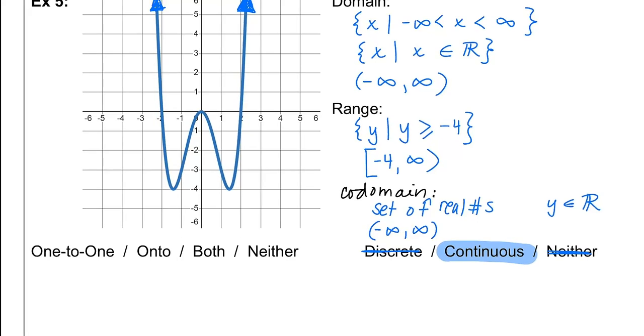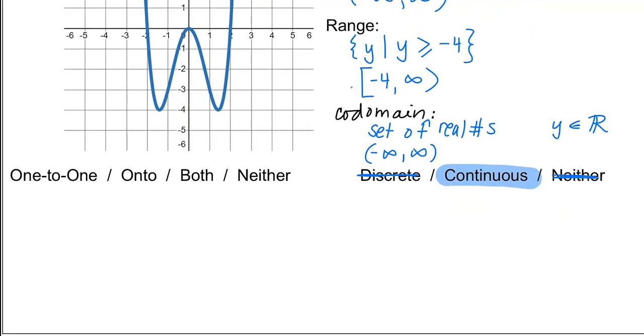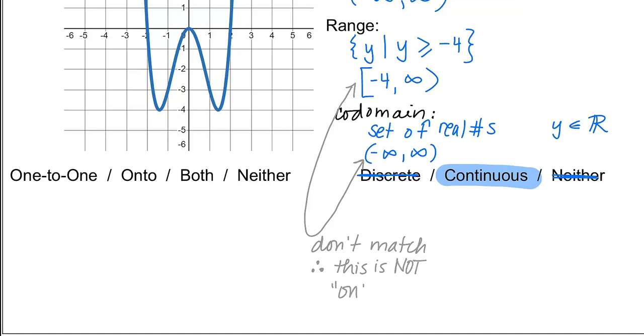Well, okay, that allows us to figure out onto. Onto, these have to match, right? This one and this one have to match. Do these match? Okay, these don't match. So therefore, when I put dots in a triangle like that, it means therefore this is not onto. So I get to cross out onto here, which means I get to cross out both because it can't be both.